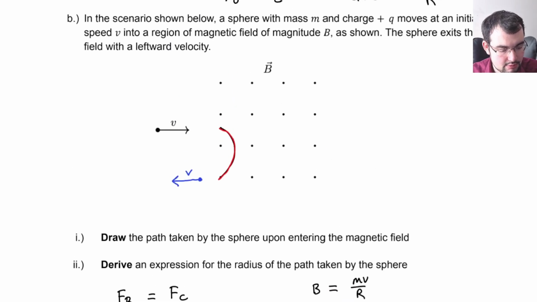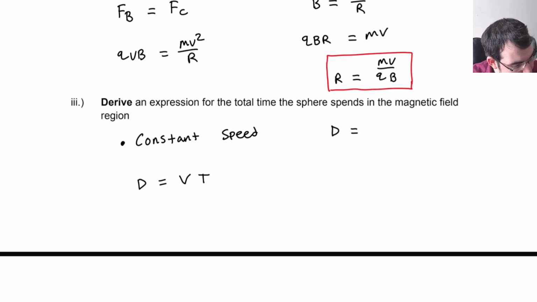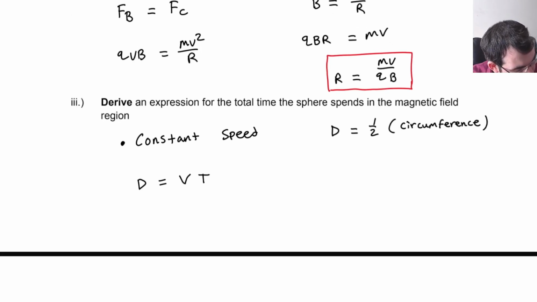is equal to, well, how far does the sphere go? The sphere travels this distance, which is exactly the diameter of a circle. So it goes 2 radii worth. Its displacement was 2 radii. So how much is that? Well, it's a half circle, so it's just a half circumference. So d is 1/2 of a circumference. Circumference is 2 pi r.